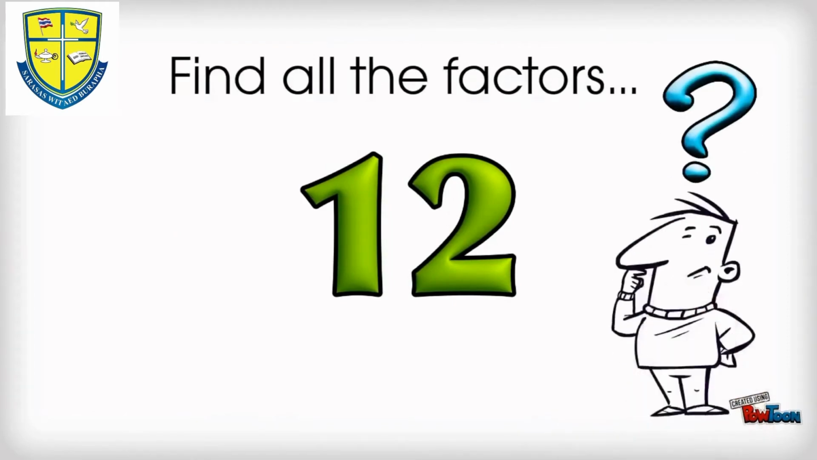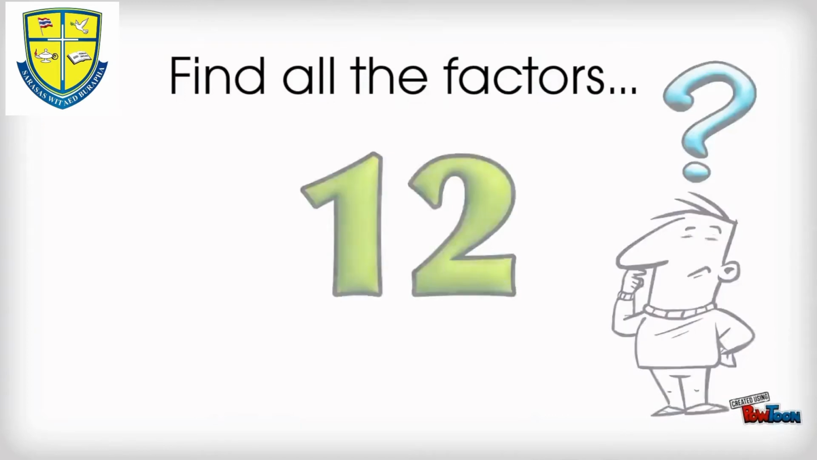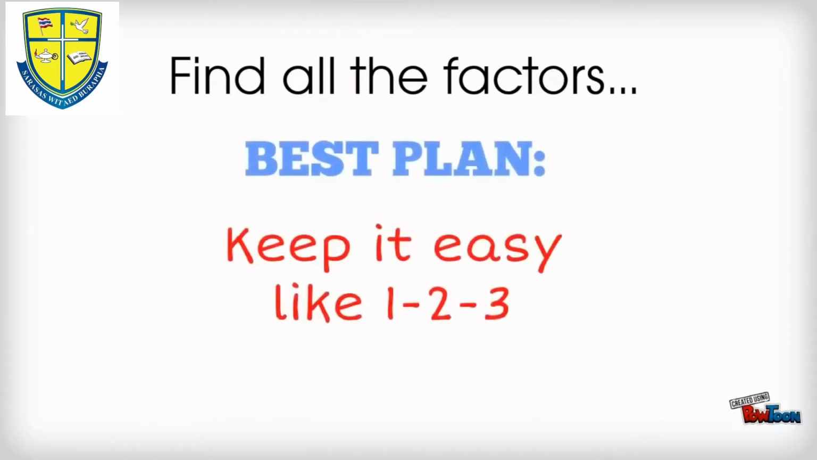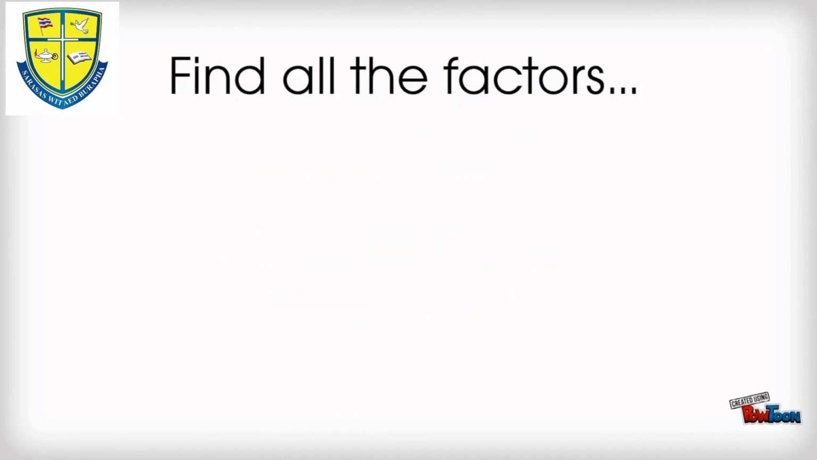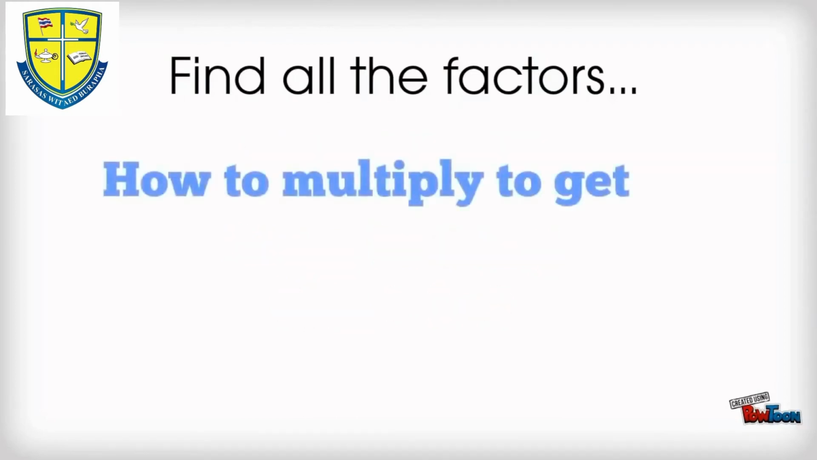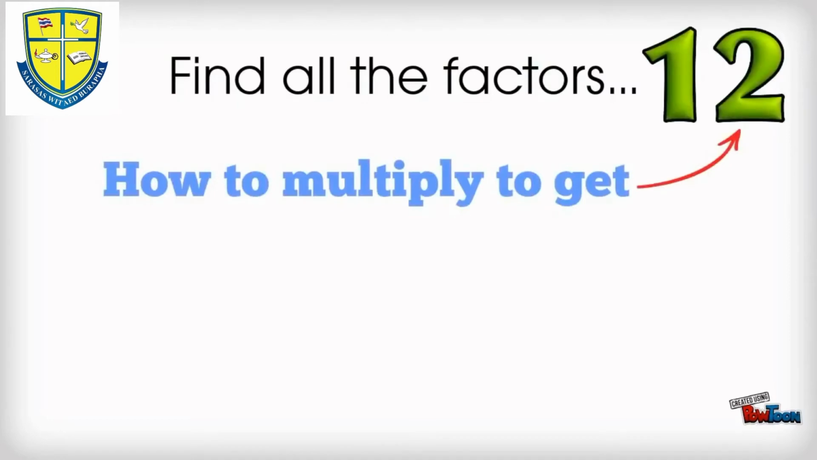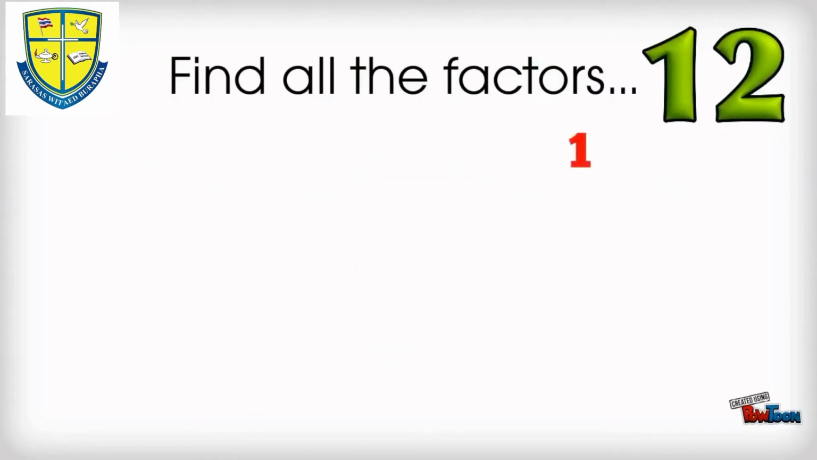Well, you could just think of any numbers that multiply together to give 12 in this example, but a better plan is to use the same simple way every time. Take a look. The first thing you do is find the simplest way of multiplying to 12, and you start with 1. So 1 and the number itself are always the first factors you list.